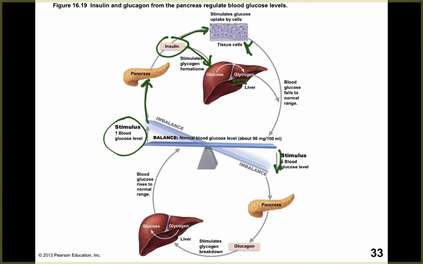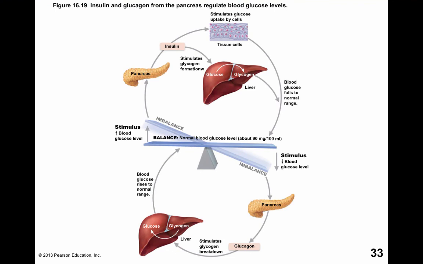Now, once we get to unsafe levels of too low blood glucose level, and so you see the average normal blood is about 90 milligrams per 100 mils. Once it gets too low, it's going to signal to the pancreas to release glucagon. And glucagon is going to say, hey, glycogen, break down to make glucose, and then be released into the blood. So this is how our body regulates blood glucose levels.